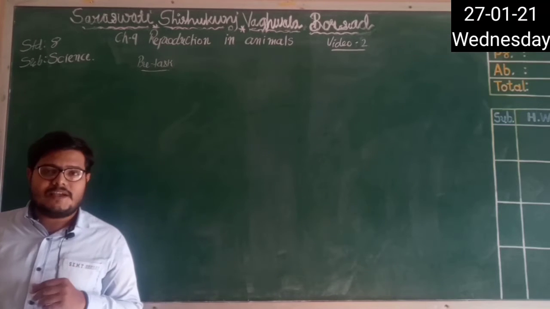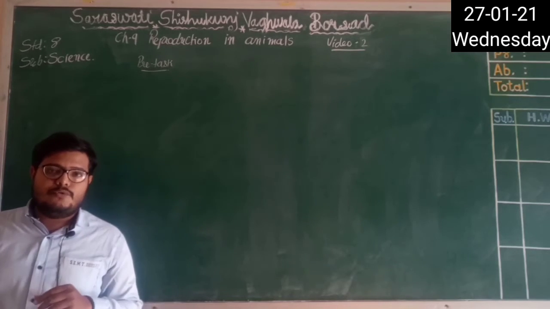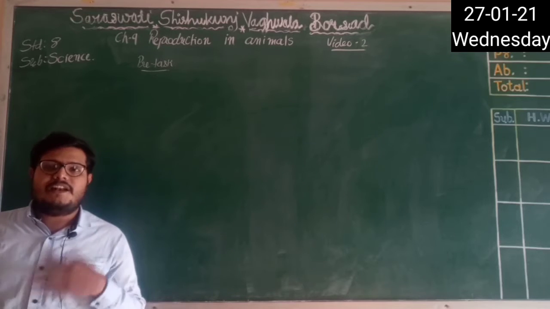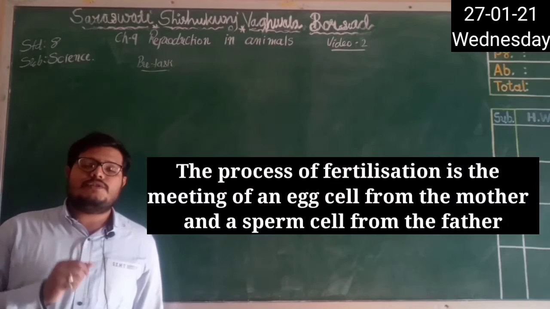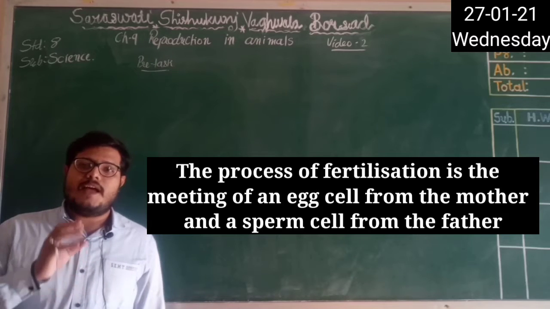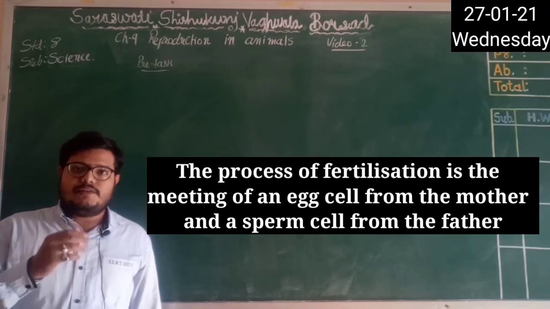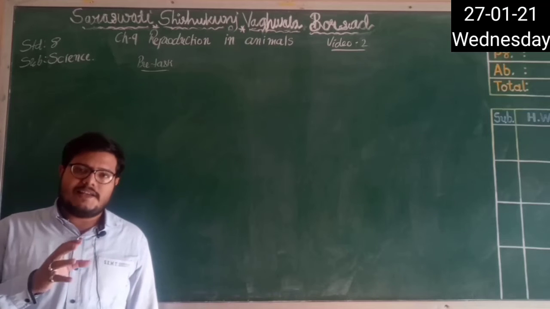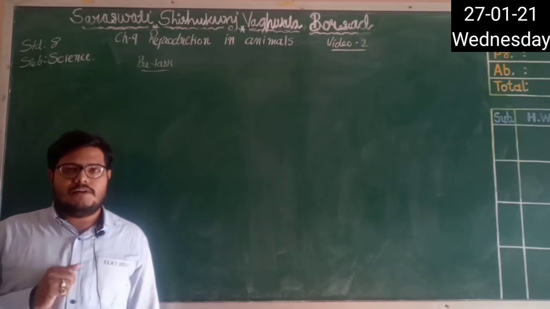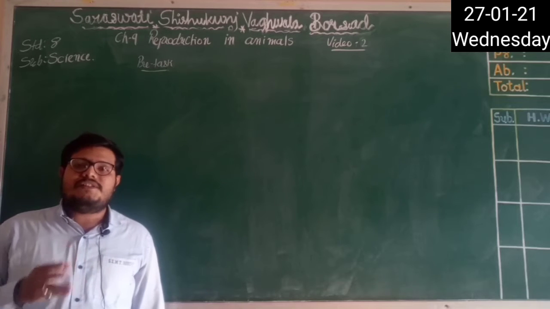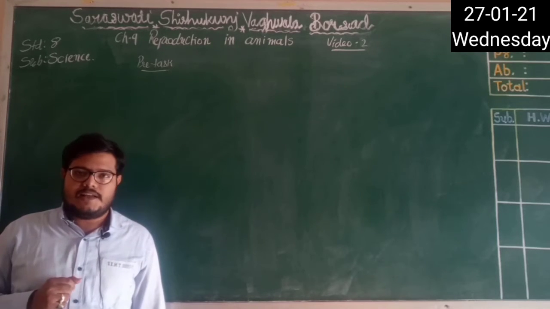When male and female gametes fuse into each other, they produce young ones when it gets developed. That was the first stage and we called it zygote. The process of fertilization is the meeting of an egg cell from the mother and a sperm cell from the father. So this is your fertilization process. Now fertilization that occurs inside the female body, we call internal fertilization. And today we will start with external fertilization. So let's see today's topic, that is external fertilization.